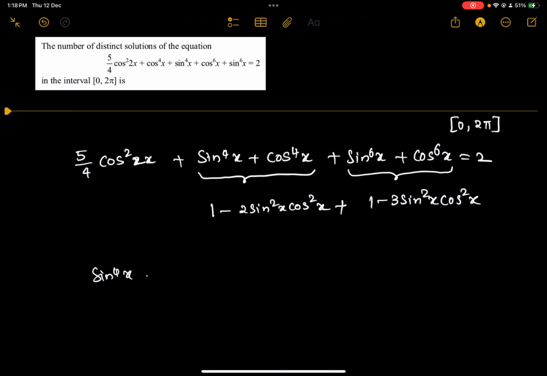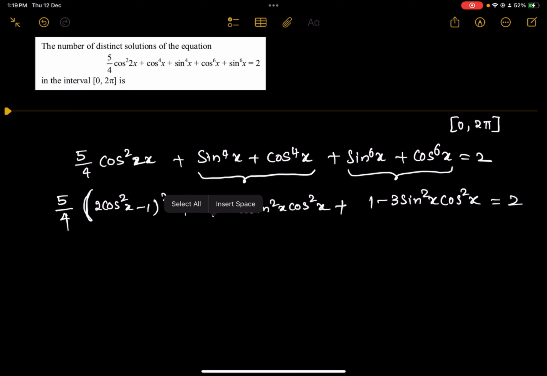So you can also derive them. Take sin power 4x plus cos power 4x. This can be written as sin square x whole square plus cos square x whole square, which is in the form of a square plus b square. So that will be (a plus b) whole square minus 2ab. You just apply that formula and you'll get these results. Alright, so this is 2 plus 5 by 4 cos square 2x. What is the formula for cos 2x? Cos 2x is 2 cos square x minus 1, whole square.